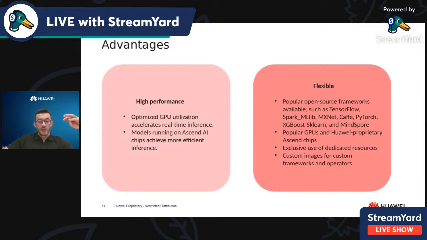The other advantage is high performance. Optimized GPU utilization leads to faster real-time inference, and models running on Ascend AI chips offer even more efficient performance. Lastly, we can say that it's very flexible. ModelArts supports popular open source frameworks such as TensorFlow, PyTorch, XGBoost, and Huawei's framework MindSpore.